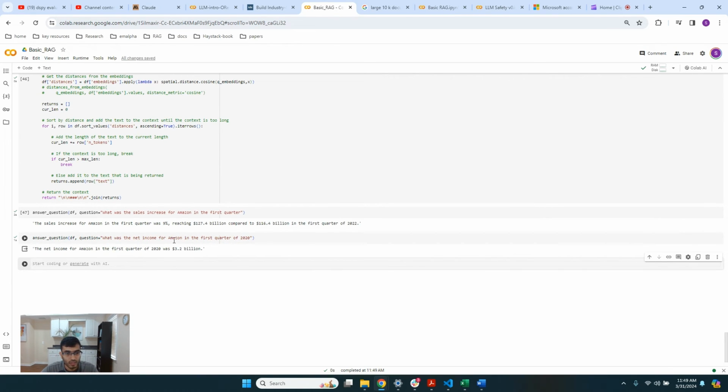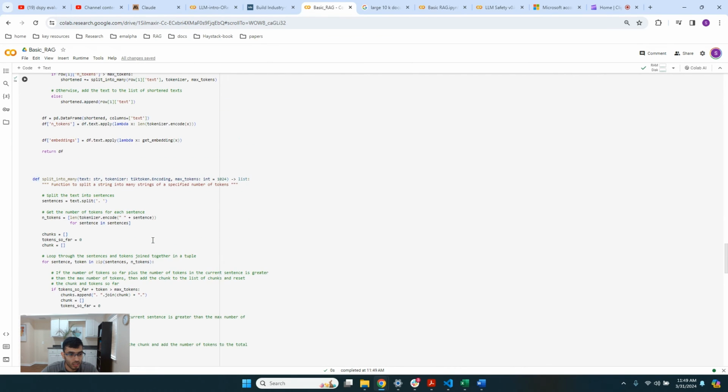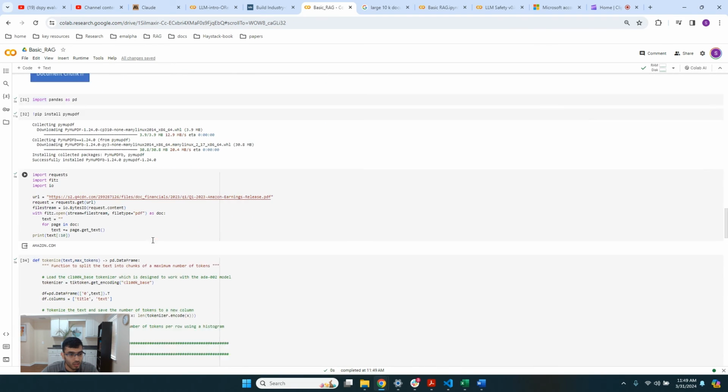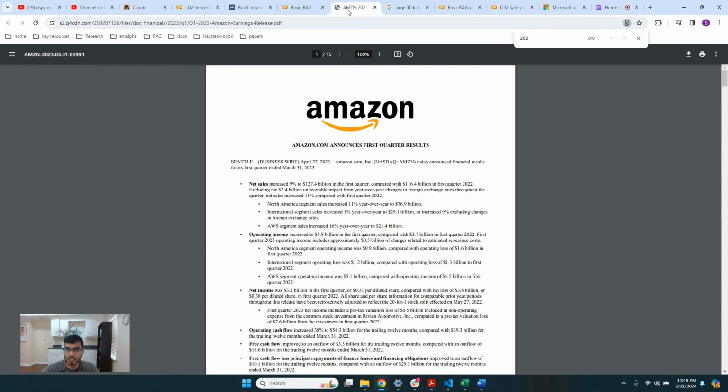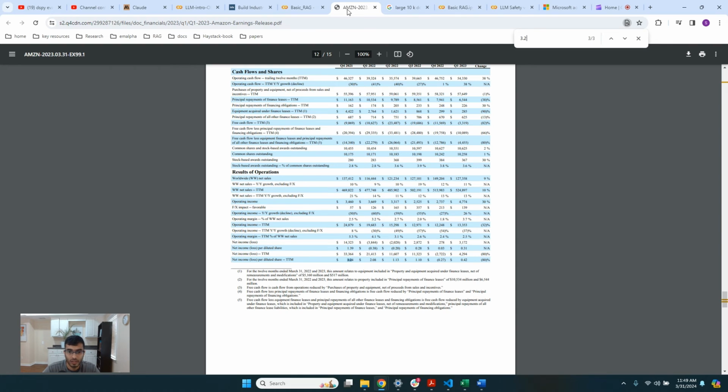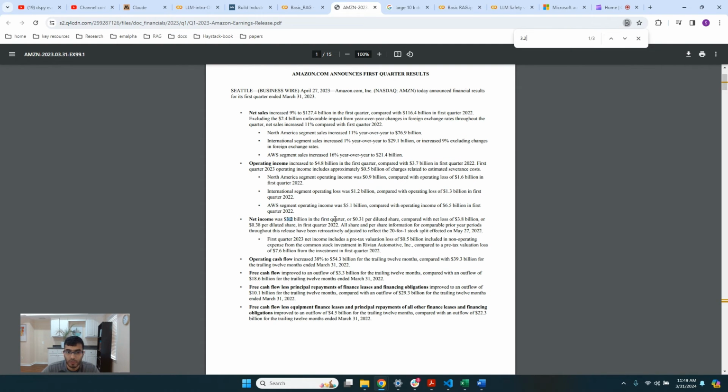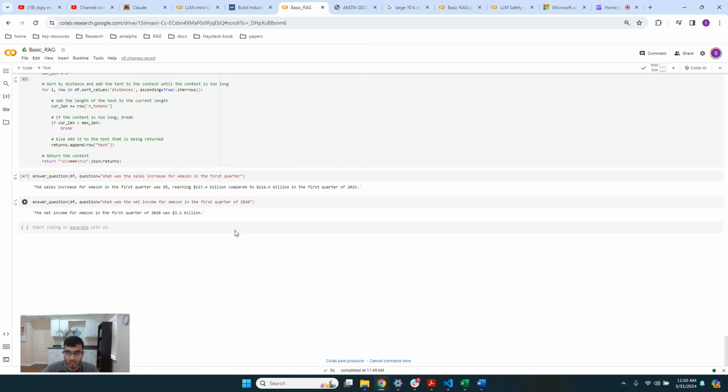And now let's try, what is the net income for Amazon in the first quarter of 2020? Here, interestingly, you see it gives an answer right here. So this is a document about Q1 of 2023, but it's interesting that it's giving that answer. Let's go back to this Amazon quarterly document, and let's see if 2020 is there at all. So 3.2 billion, where is it getting that from? Okay, so it says 3.2 billion in the first quarter, 2022. So this is clearly a wrong answer.